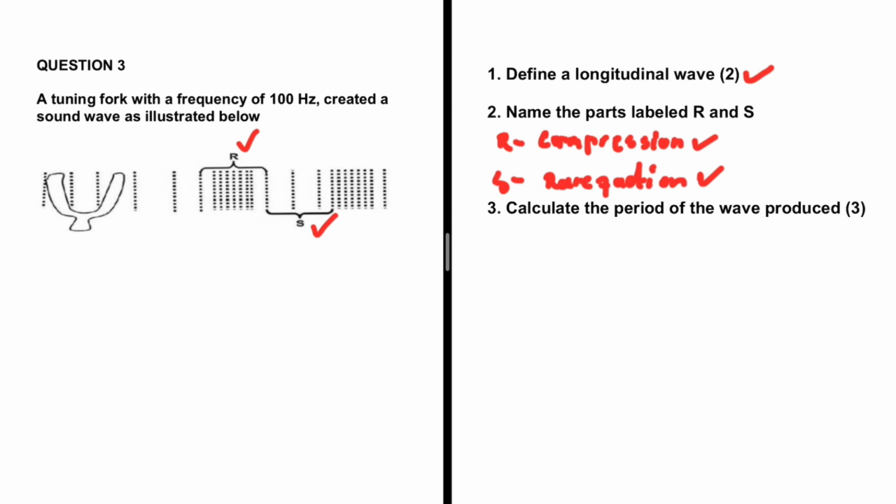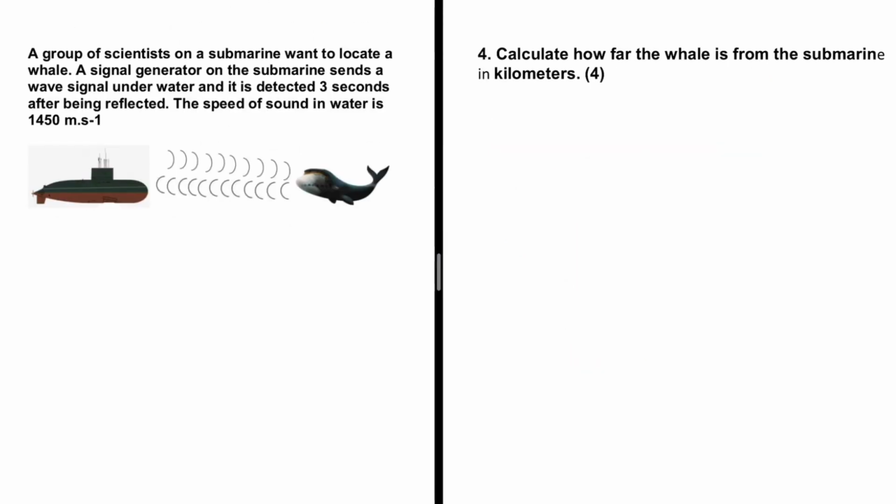Calculate the period of the wave produced. We have the frequency, so calculating the period should be an easy task. 1 divided by 100 should be equal to 0.01 seconds. So there we go. The time taken to complete one wave is 0.01 seconds. The period.